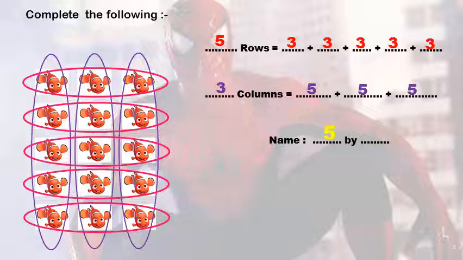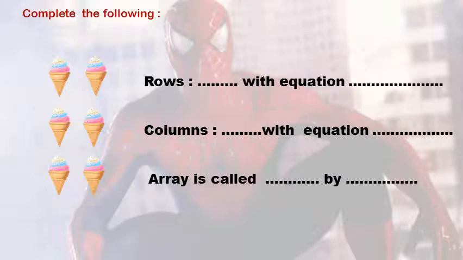And the name of this array is going to be what? 5 by 3. Don't forget that each time we write the array name, we have to start from the rows. We are going to say 5 by 3. Okay, starting from the rows, then the columns.